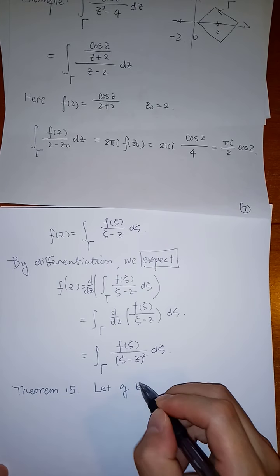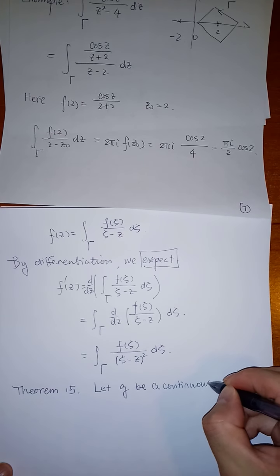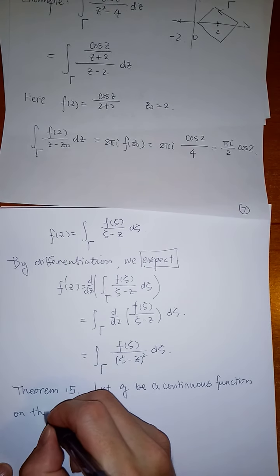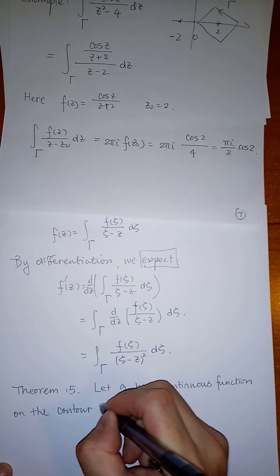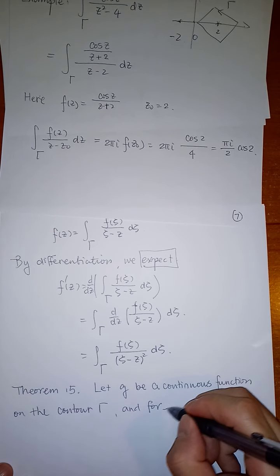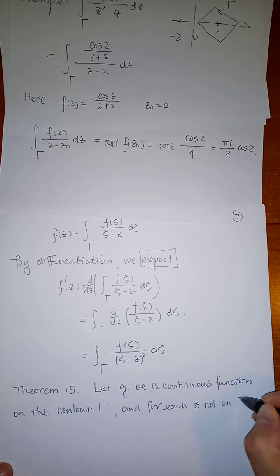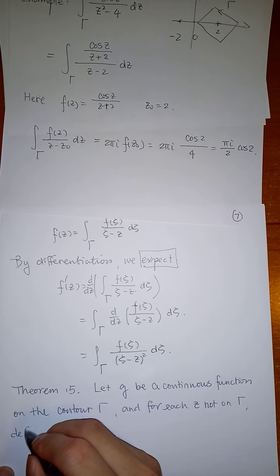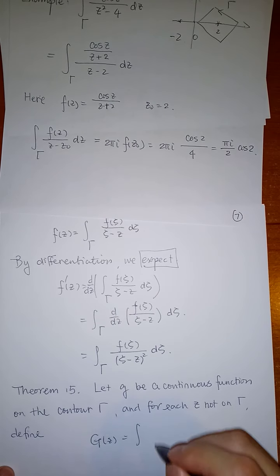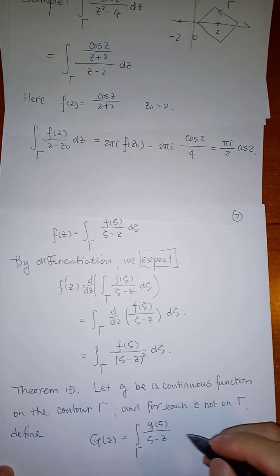Let g be a continuous function on the contour gamma, and for each z not on gamma, define capital G of z to be the integral of g of zeta over zeta minus z along gamma, d zeta.